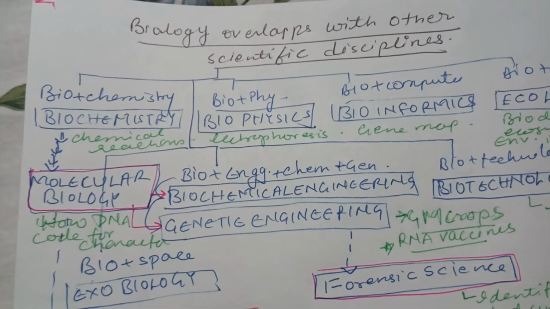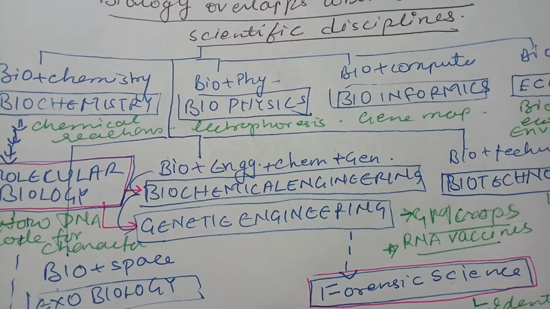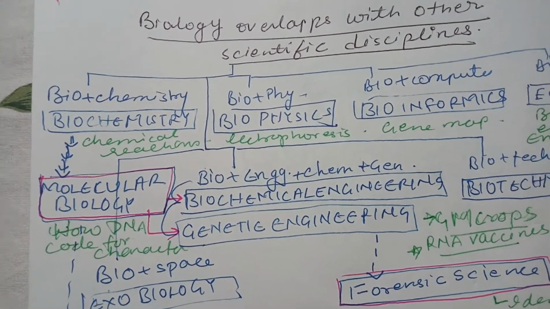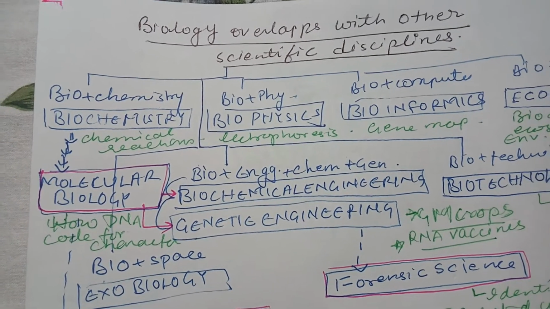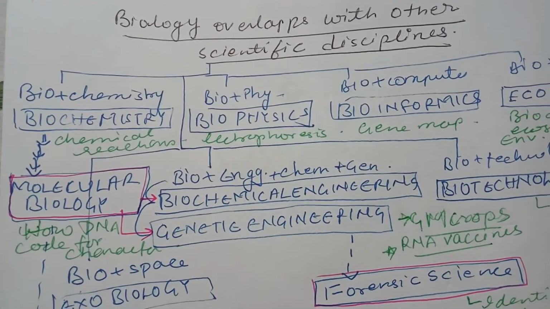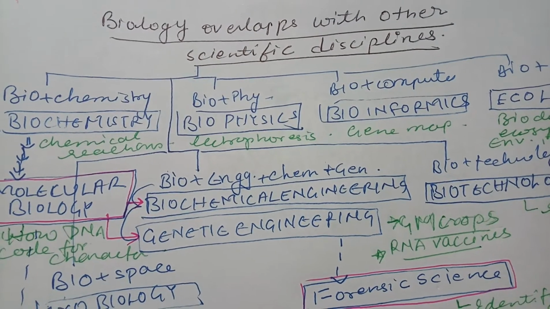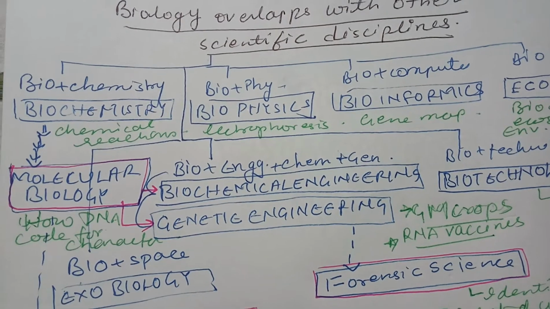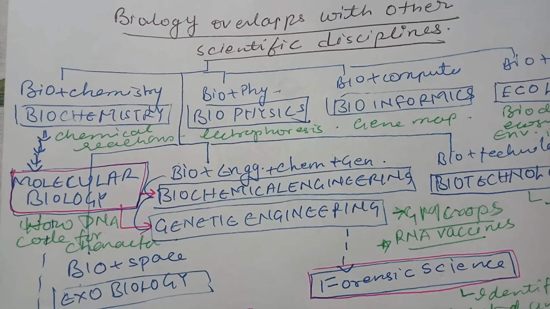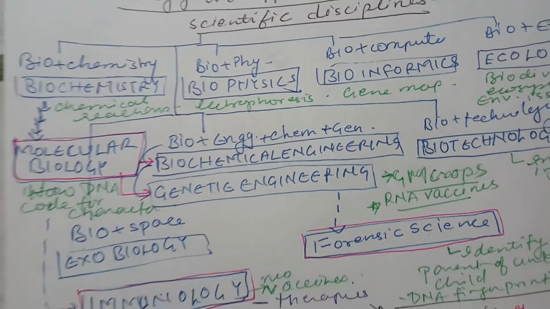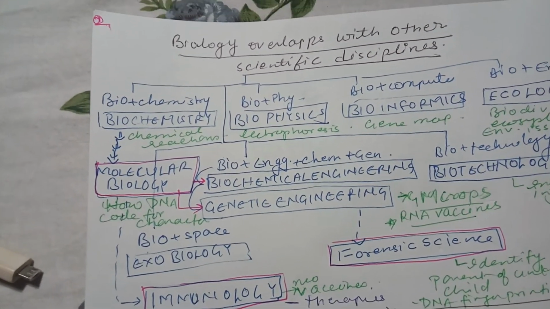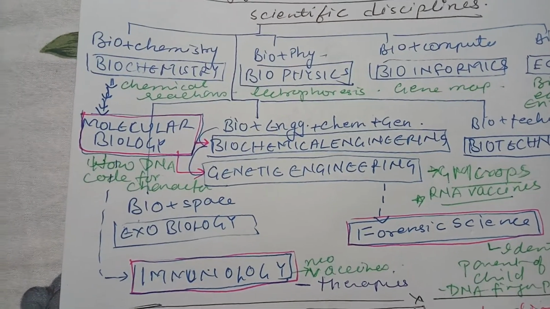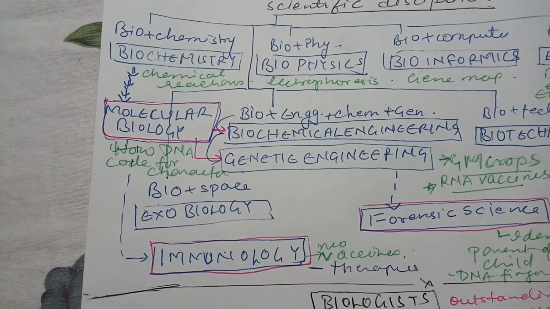Then genetic engineering. Again, these are all interrelated actually. Molecular biology, biochemistry, one emerged from the other. Genetic engineering talks about GM crops, like you have Bt cotton, which is very famously used in Haryana. This has a genome of some other organism. So what we are doing in genetic engineering is manipulating the DNA.